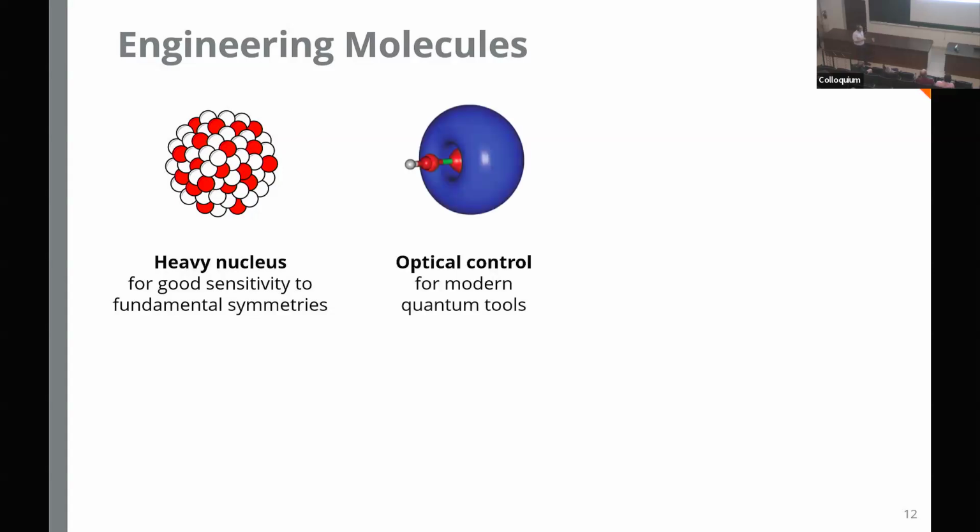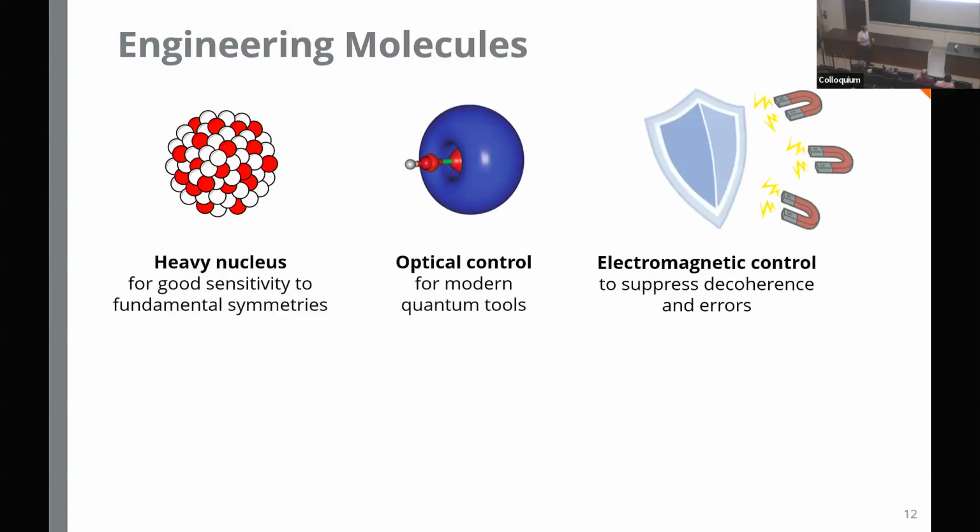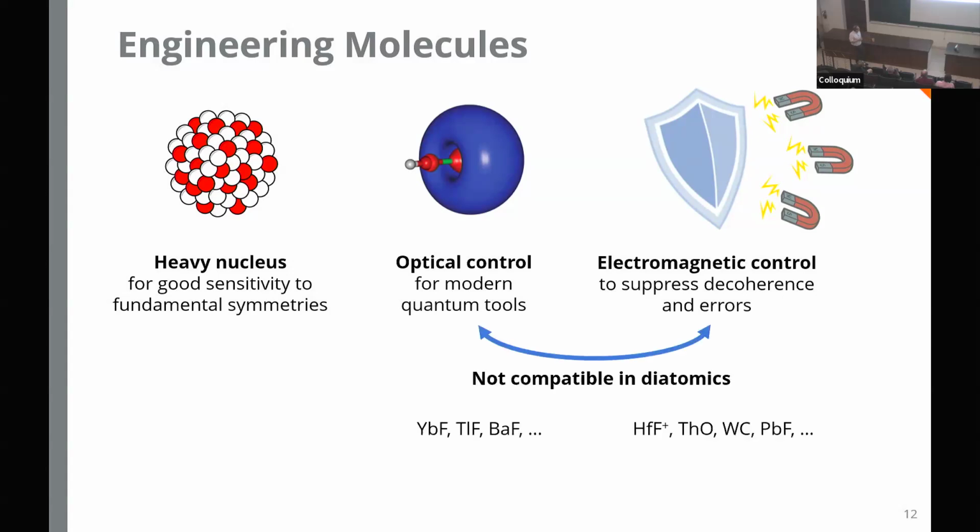If you want to use modern quantum tools, one of the ingredients that you would really like to have is optical control, meaning the ability to do high fidelity preparation, readout, and measurements using lasers. But you also need to be able to suppress decoherence and errors, especially from electromagnetic fields. Polar molecules are very sensitive to electromagnetic fields, which is one of the reasons why a lot of people are interested in them. But for us, that poses a big problem. And it turns out in the simpler diatomic systems that previously had been considered for these searches, you can't combine both of these. You have to choose either one or the other.